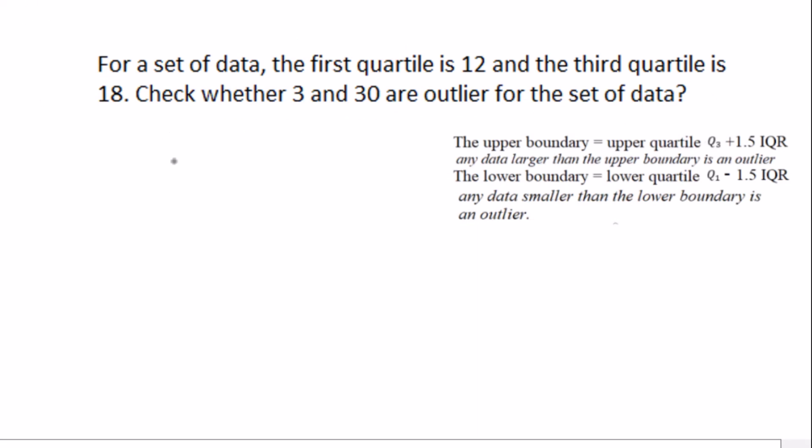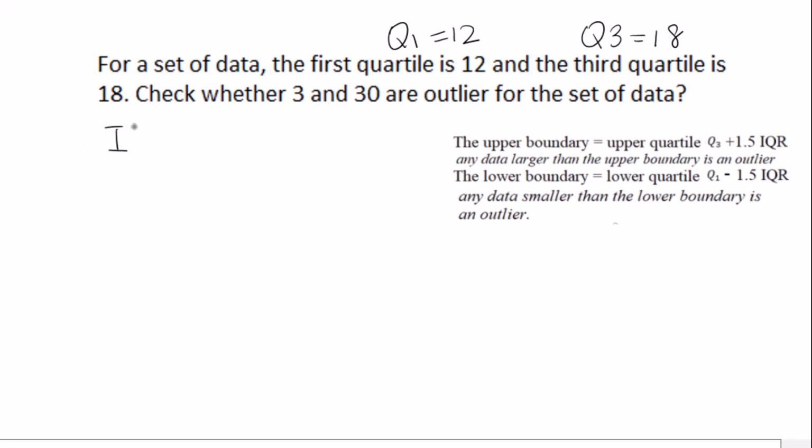Let's go to this example. For a set of data, the first quartile is 12, which means Q1 equals 12. And the third quartile is 18, Q3 equals 18. Check whether 3 and 30 are outliers for the set of data.